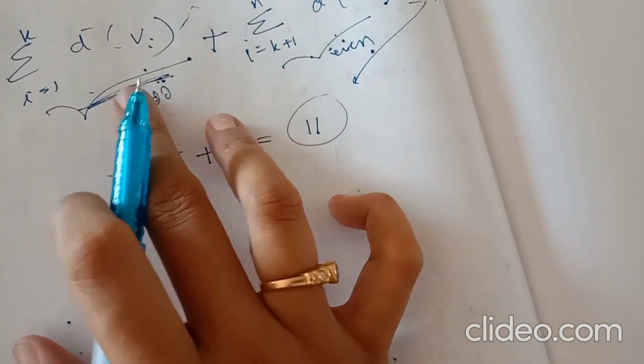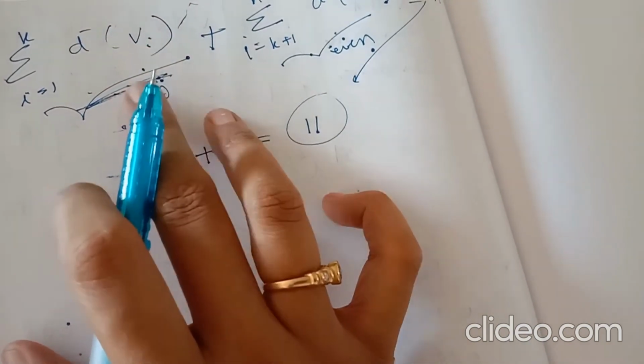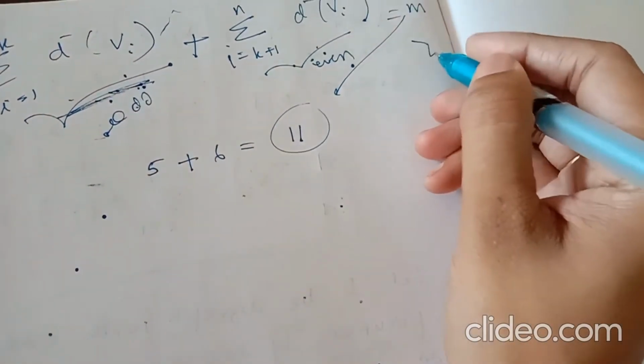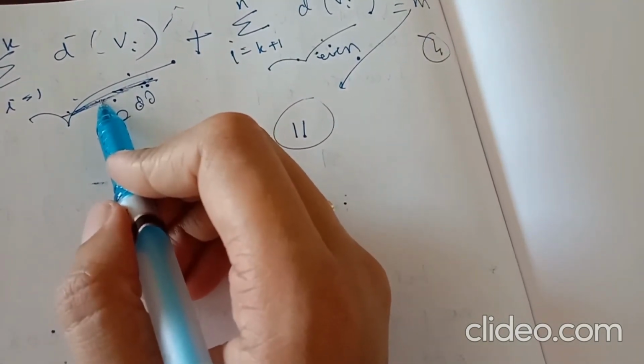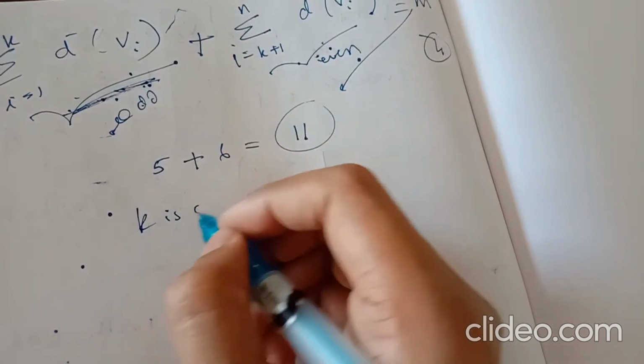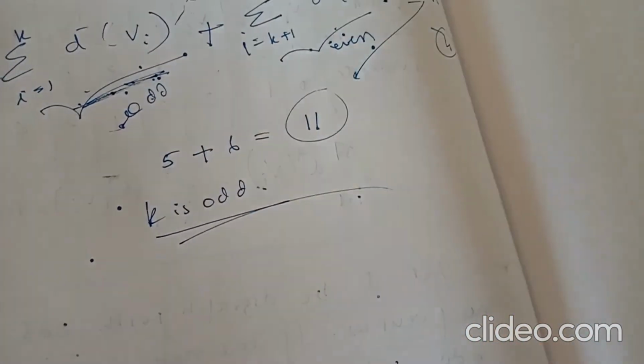So since the sum of all the in degrees is odd, the number of terms in the left hand side of this equation, which I have marked as equation 4, must be odd. That is, we have proved k is odd. So this proves the result.